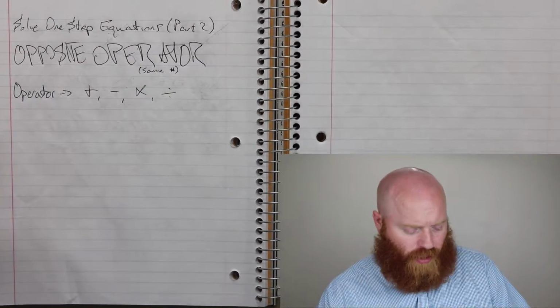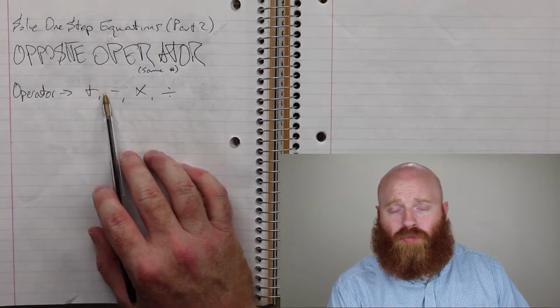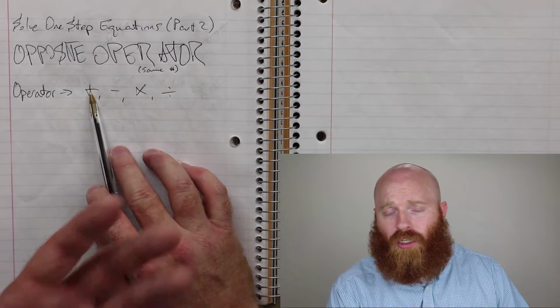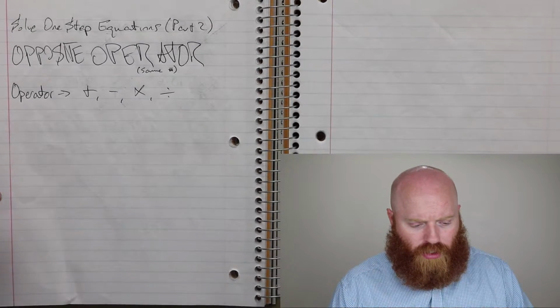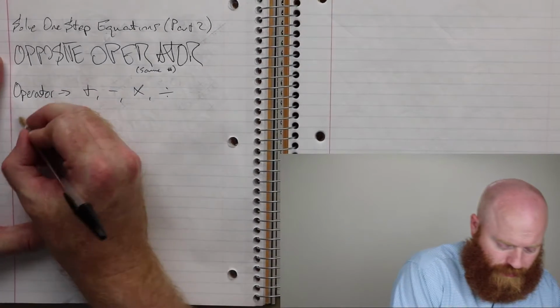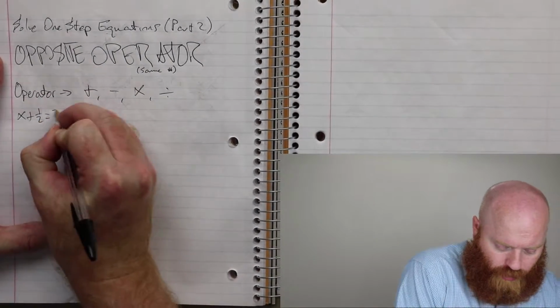And just like in that first video, part 1, the opposite of plus is minus or subtract, and the opposite of subtract is plus or add. The opposite of times is divide, and the opposite of divide is times. So let's get started with the fractions. X plus 1/2 equals 2.